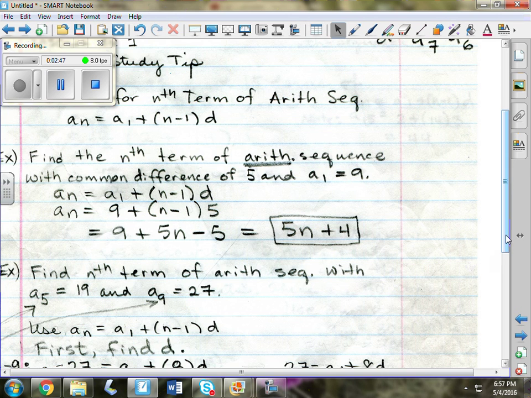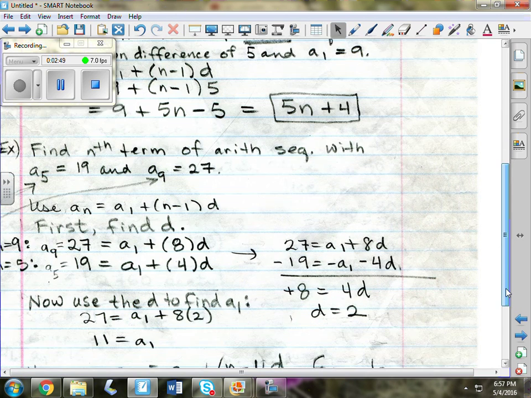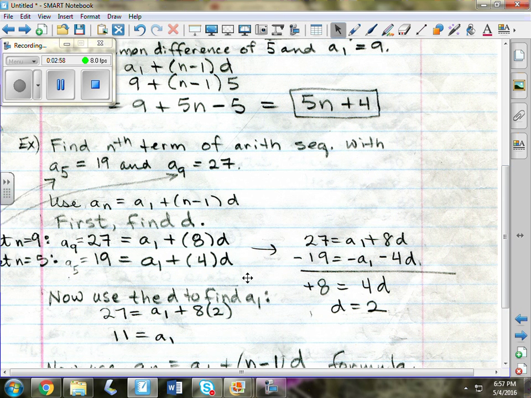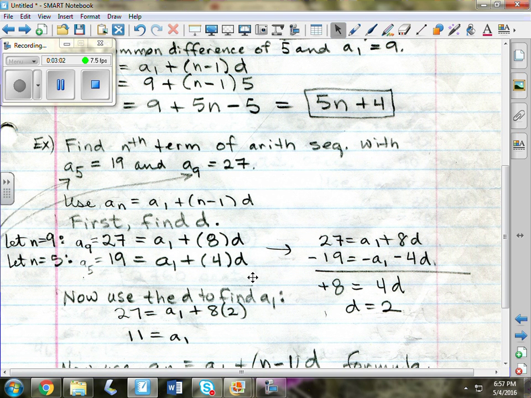Let's take a look at the next one. In this example, we're going to find the nth term of an arithmetic sequence, and we're given that a sub 5 is 19 and a sub 9 is 27. So when we have a sub 5 is 19, that means we're letting n be 5. And here we're letting n be 9.